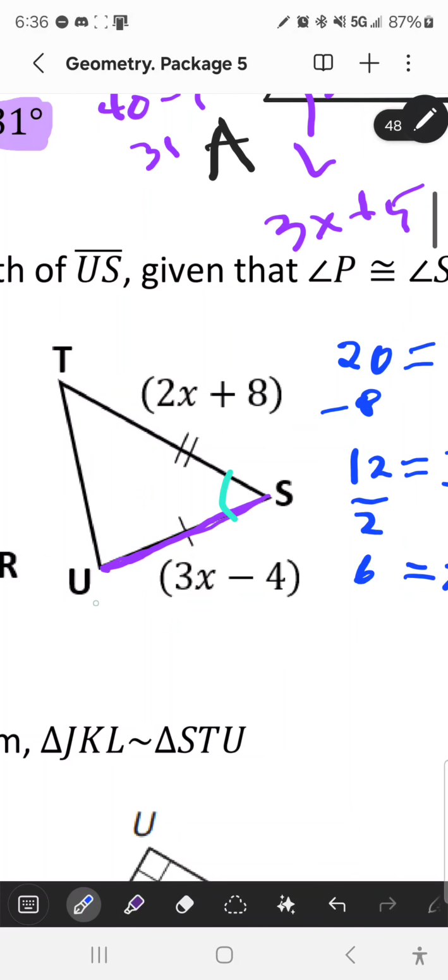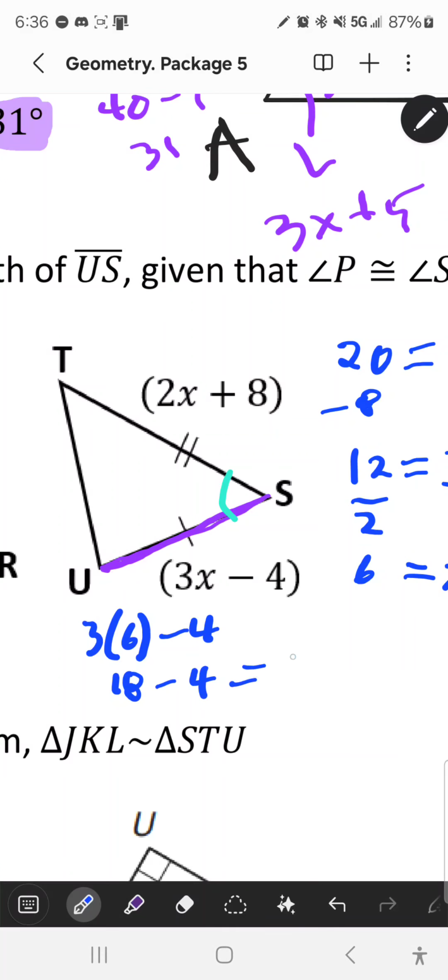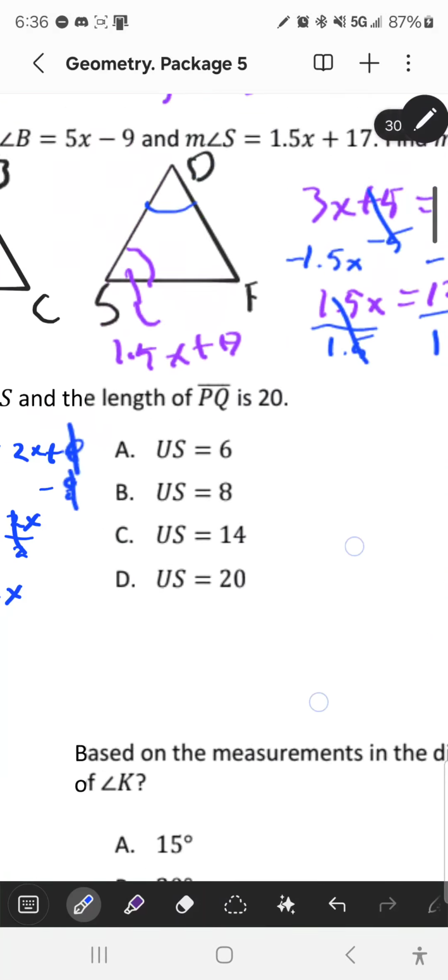Now I can just substitute my value. So 3 times 6 minus 4. 3 times 6 is 18. And 18 minus 4 is going to be equal to 14. And that's our answer.